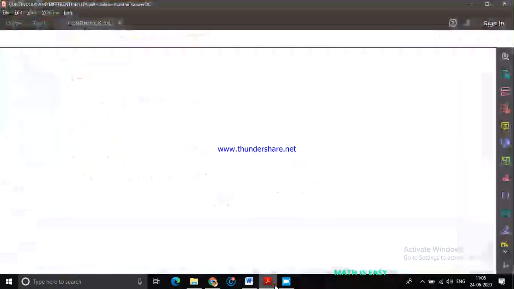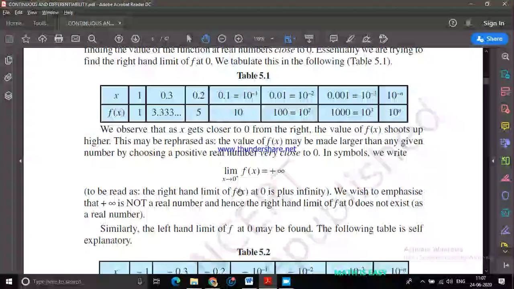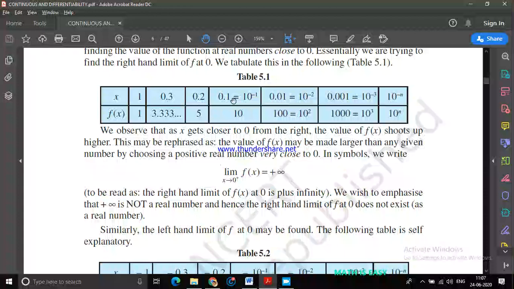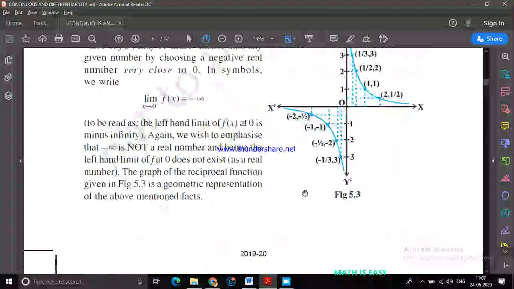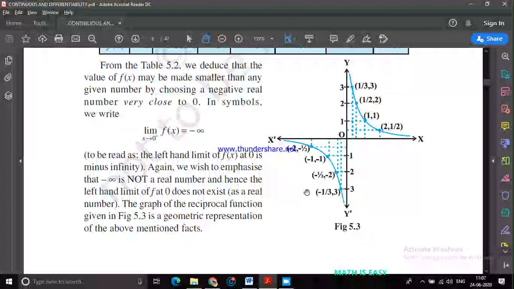So this is what they want to explain in this table. Here x is going towards 0, smaller and smaller. For f of x, the negative exponents are decreasing and the positive exponents are increasing. If you look at the graph, as you come towards 0 here, your graph will go towards infinity.